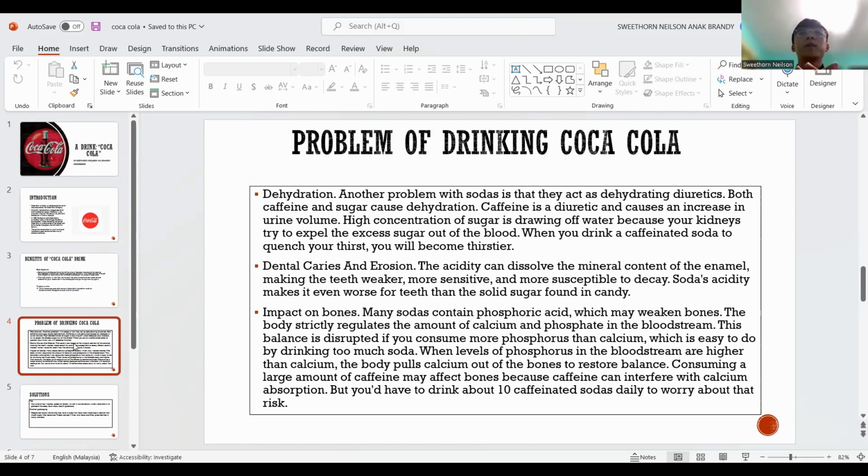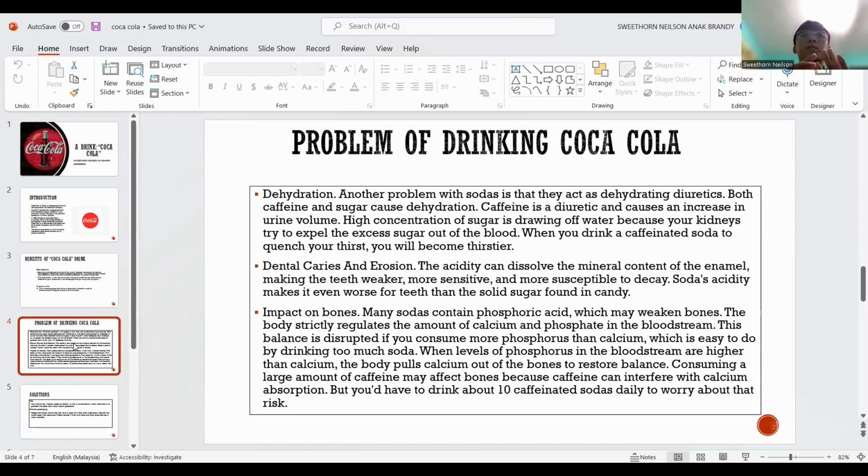The second problem is dental caries and erosion. The acidity can dissolve the mineral content of the enamel, making the teeth weaker, more sensitive, and more susceptible to decay. Soda acidity makes it even worse for teeth than the solid sugar found in candy.